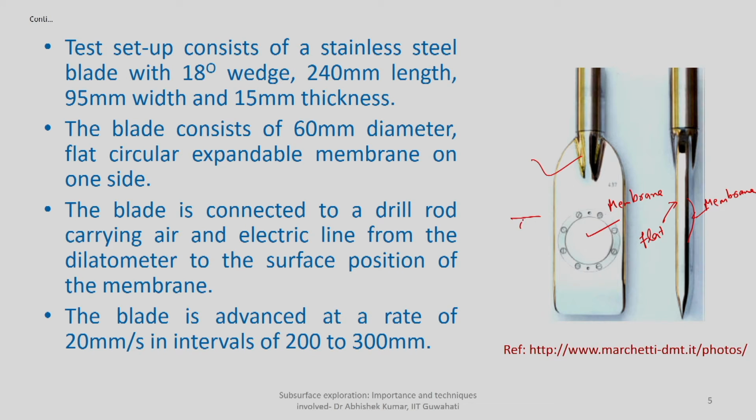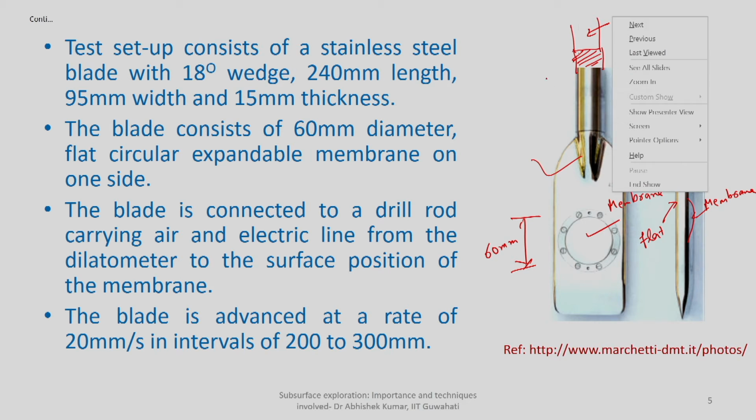So the test setup consists of this membrane. The blade has a 60 mm diameter flat circular membrane on one side. The blade is connected to the drill rod. So this assembly, whatever you can see on the top, will be mounted on a drill rod by means of threads. As you go deeper and deeper, very much similar to your CPT test, you keep adding more and more drill rods here.